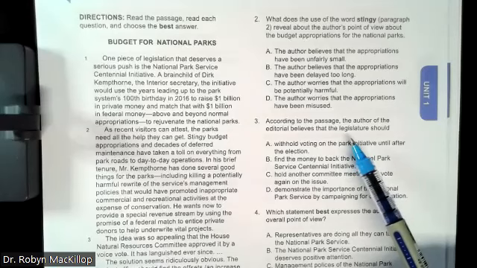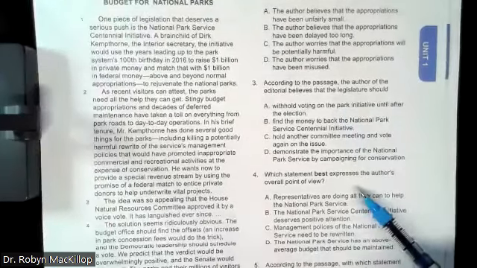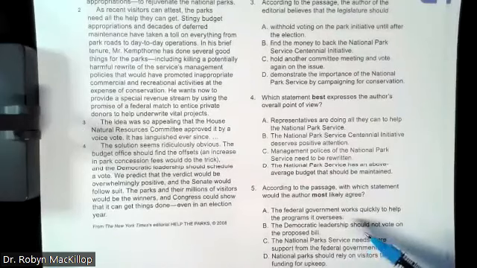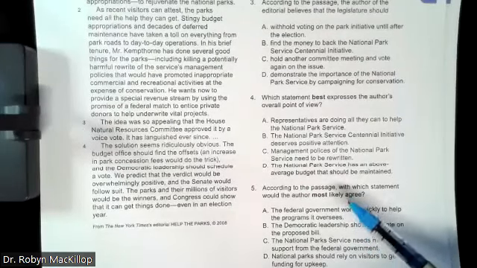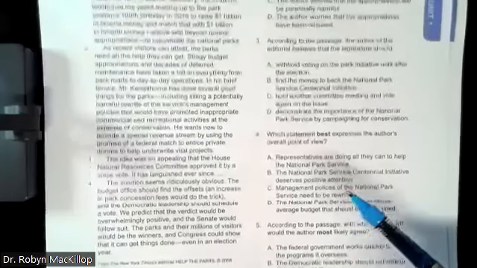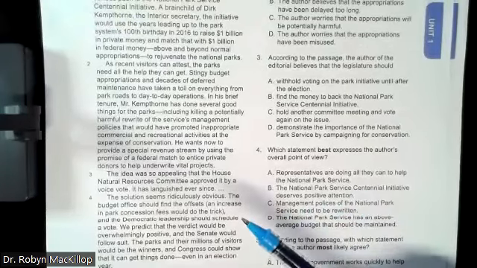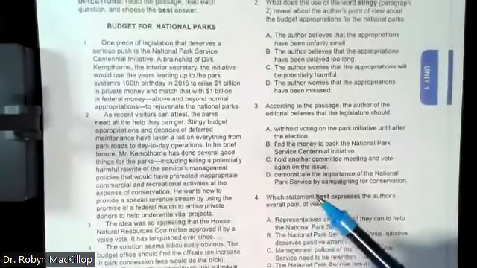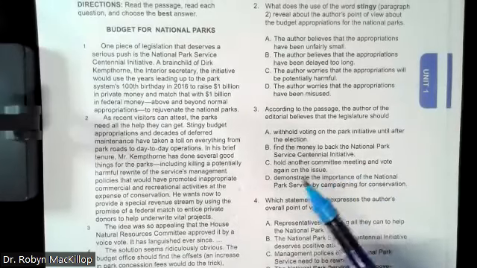And then the second one, according to the passage, the author of the editorial believes that the legislature should. That one kind of forces us to read. Which statement best expresses the author's overall point of view? We're going to have to read it. And then according to the passage, with which statement would the author most likely agree. So based on these 3, we're going to have to read it. Fortunately, it's not a really long reading. So let's start up here.